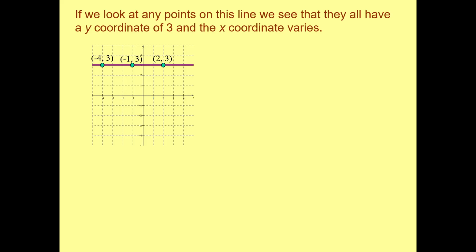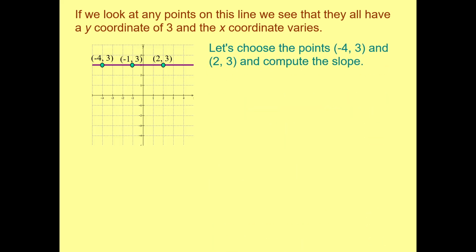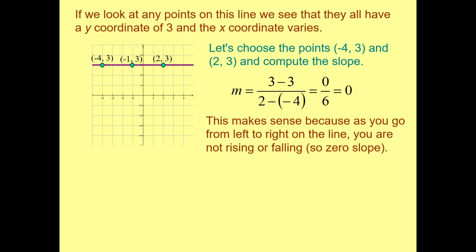Look at any 3 points here. They have the y coordinate of 3 and different x coordinate values. Let's choose 2 points to find the slope. The change in y is going to be 0. So the slope in this case is 0. Notice the pattern. They have the same y coordinates, so the slope is 0. That means as you go from left to right, you're not rising and you're not falling. So there's no change, 0 slope.